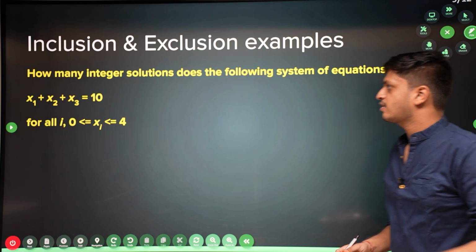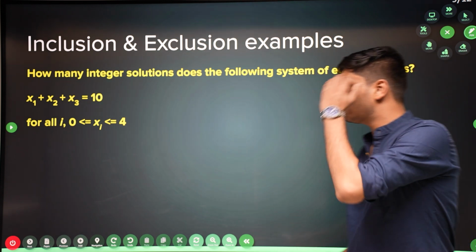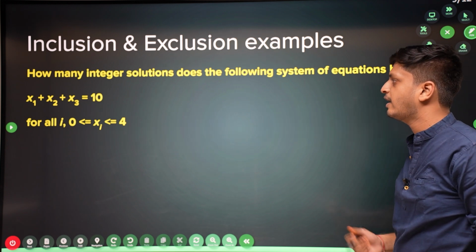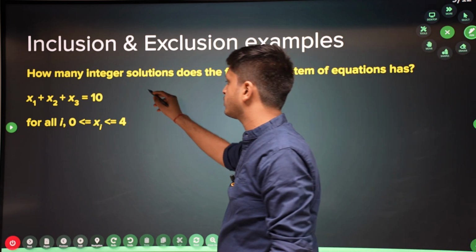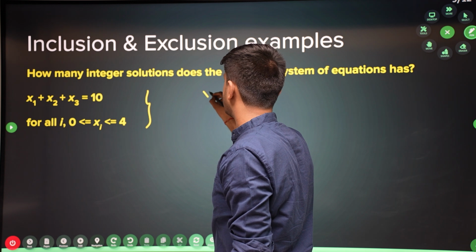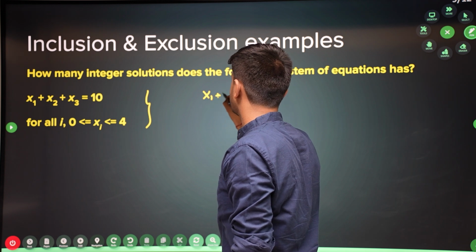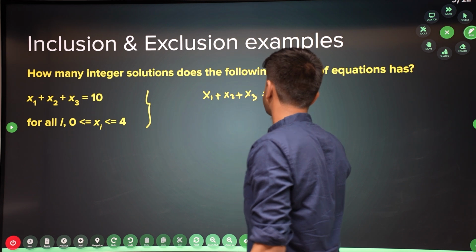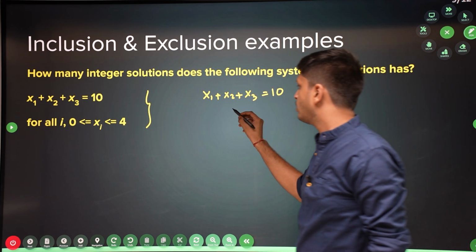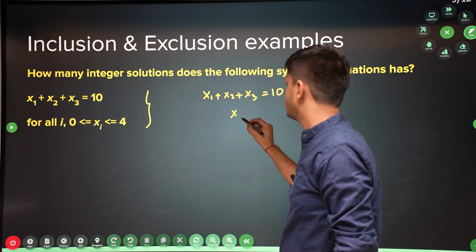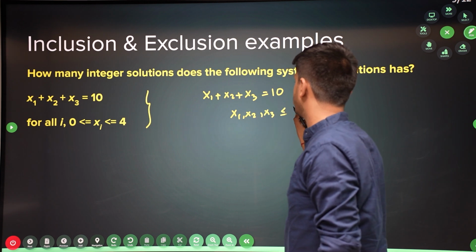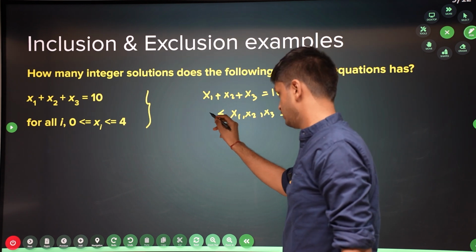So now let's solve a few problems. How many integral solutions does the following system of equations have? This is the system of equations which is given: x1 plus x2 plus x3 is equal to 10, and all the xi, so x1, x2, x3, all three of them are between 0 and 4.